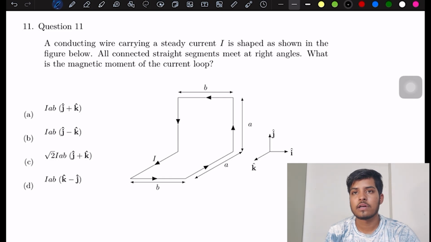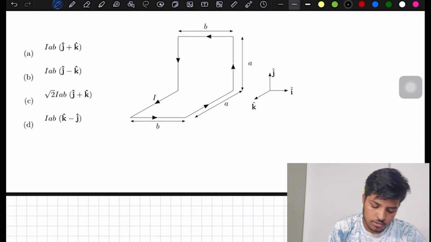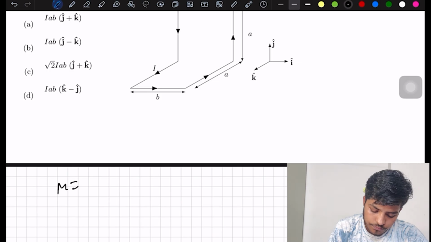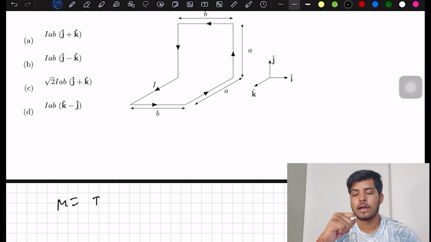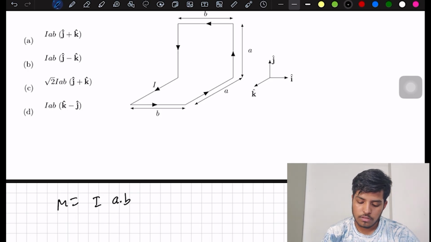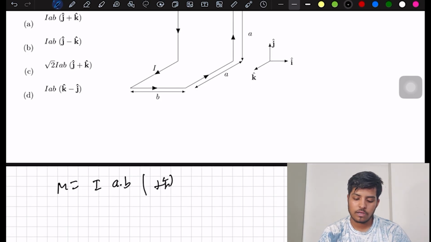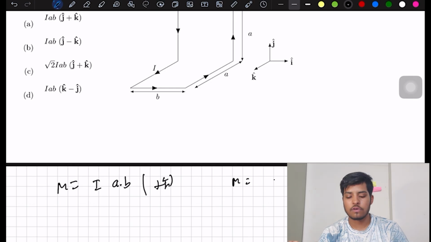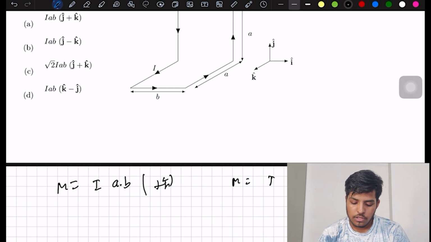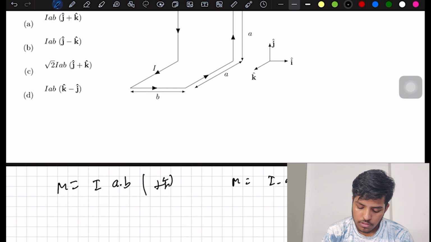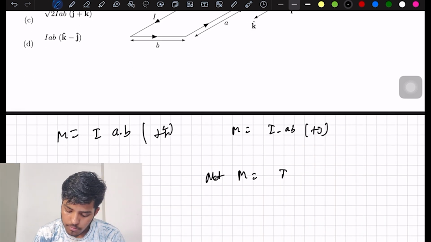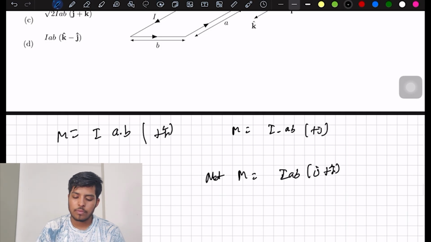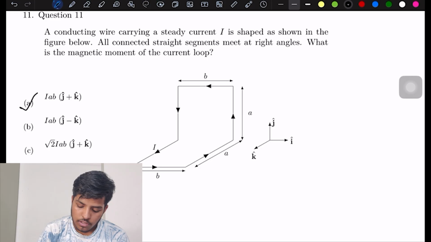So we know the formula of magnetic moment is NIA, right? So magnetic moment equals NIA, and the direction we find by the right hand thumb rule. The magnetic moment due to the vertical part will be in the plus k cap, right? N equals 1 as the number of coils is 1. So I into A, and the area is A into B. So IAB plus k cap, and due to the horizontal part it will be upward, right? Plus j cap.